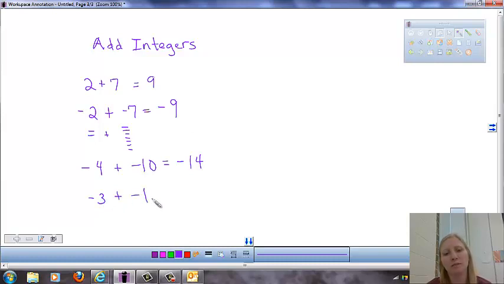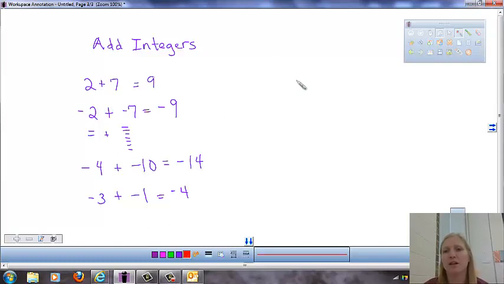So negative 3 plus negative 1. If they're both negative, you say, well, 3 plus 1 is 4, and they're both negative, so negative 4. That's the easy way to add integers, if they're both negative or both positive.